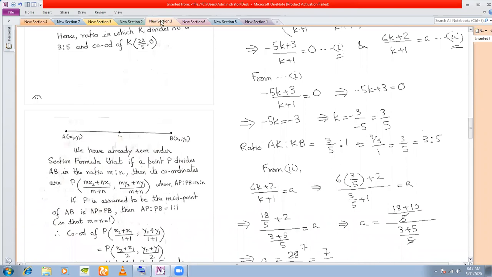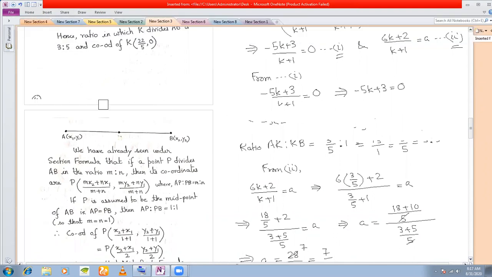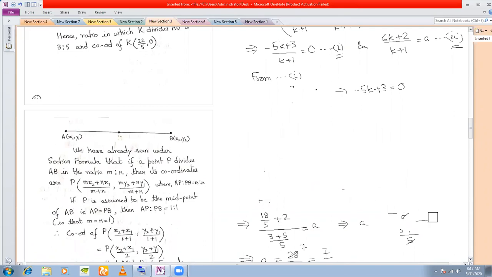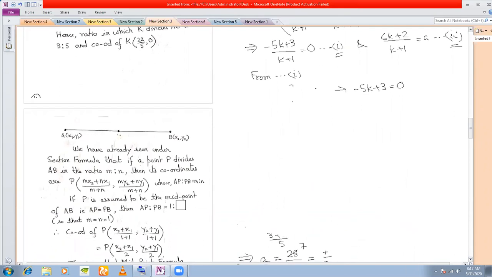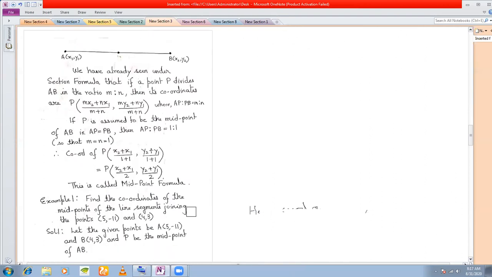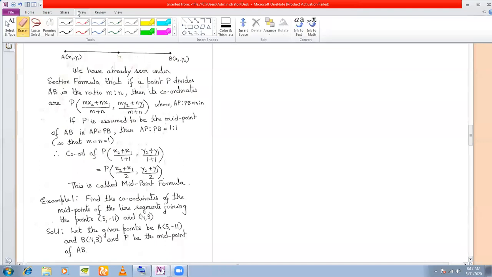formula. In fact, the next formula is nothing but a part of the section formula, a special case of the section formula. This formula is called the midpoint formula. Now, what does this mean? What does the midpoint formula mean? Midpoint. What do you mean by a midpoint? Any point that lies midway between 2 points.